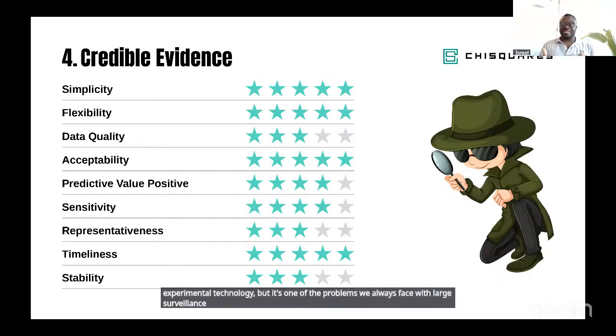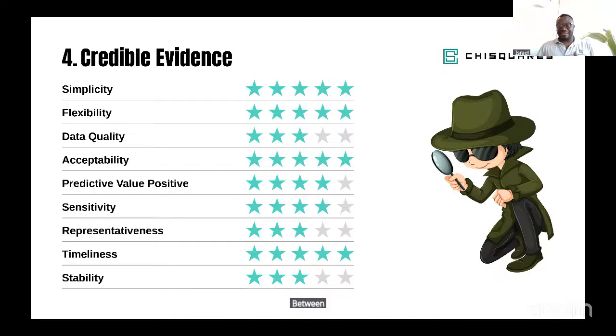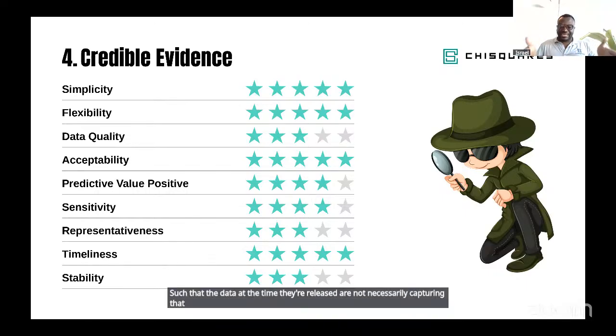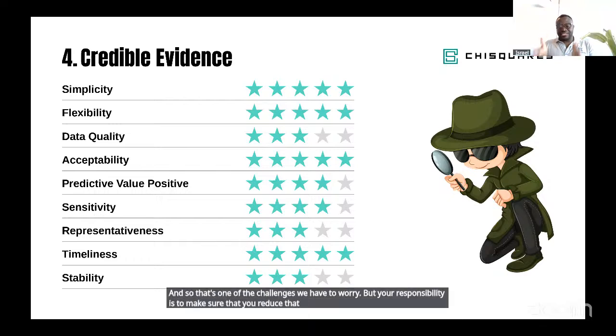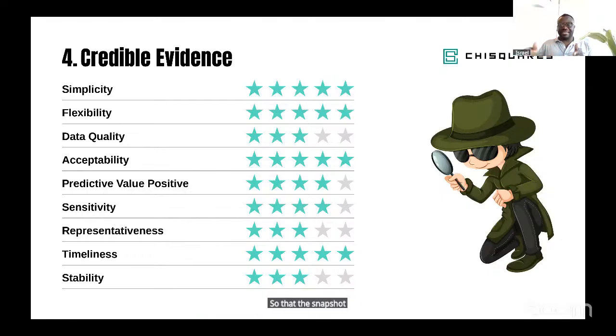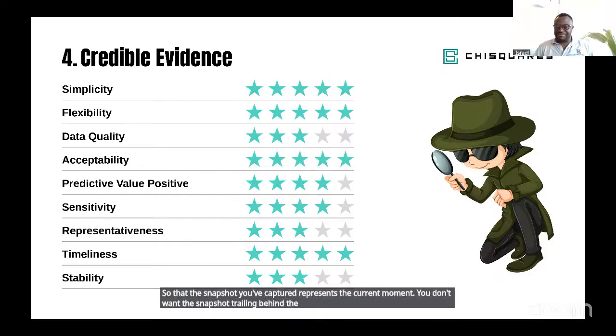There's always a time lag between when we collect the data and when the data is released, such that the data at the time they're released are not necessarily capturing that point in time. It's like the data are very late. And so that's one of the challenges we have to worry about. But your responsibility is to make sure that you reduce that time lag to as little as possible so that the snapshot you've captured represents the current moment. You don't want the snapshot trailing behind the current reality because it questions the usefulness of your data as of this time.